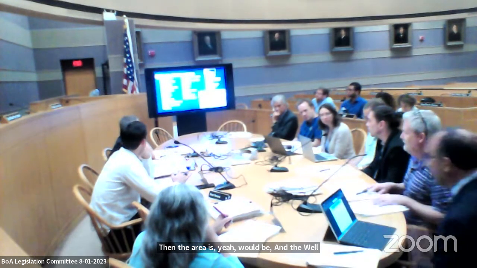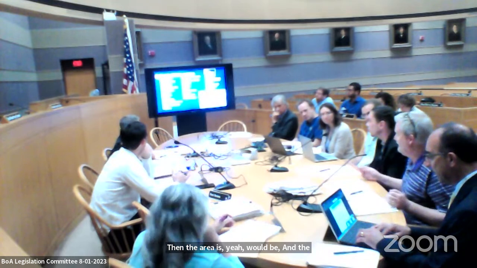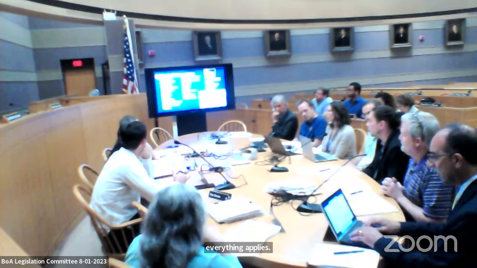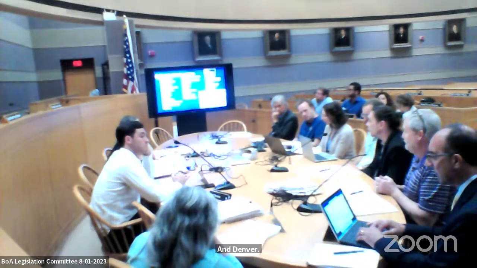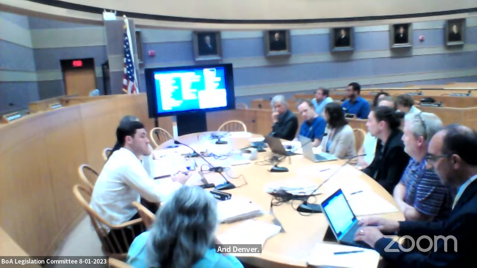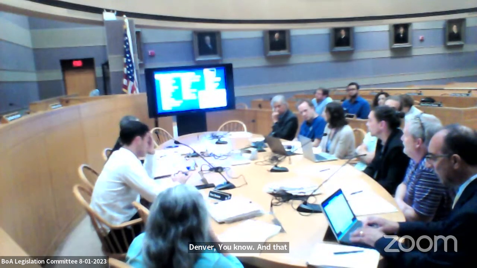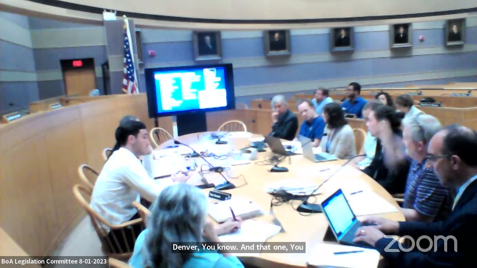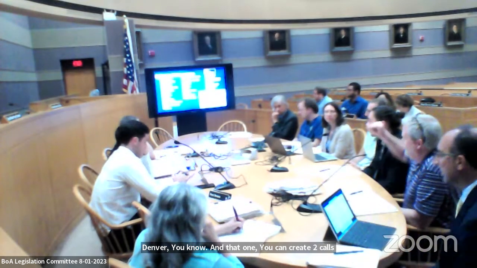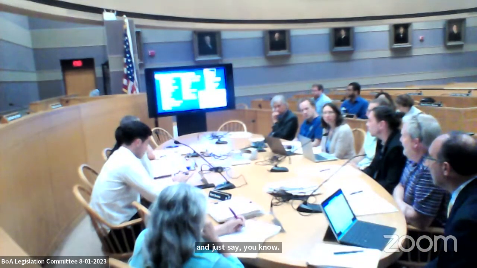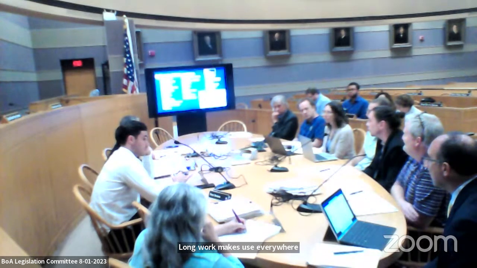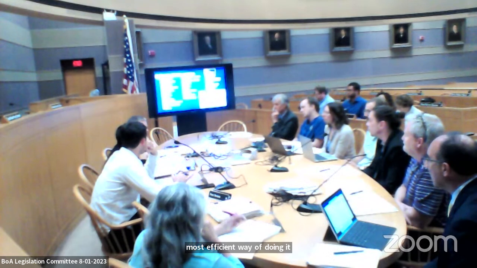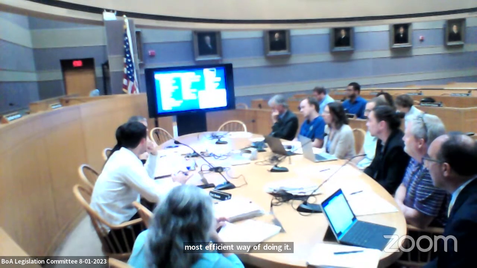So rather than creating the same district where 90% of everything applies and 10% is different because of being a special flood hazard area, in that one instance, we just created that column. You could create two columns and just say mixed use Long Wharf, mixed use everywhere else. And that's just the most efficient way of doing it for the form. Okay, I appreciate that. I'm just going to think about that.